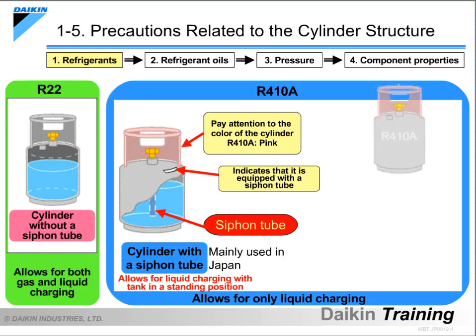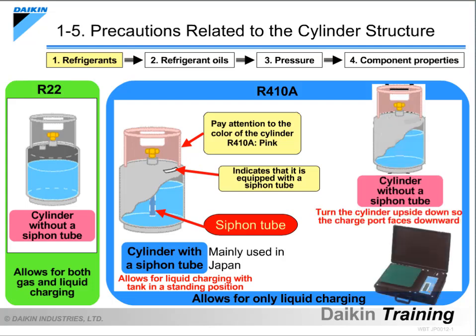If there is no siphon tube, such as is the case with the R410A cylinders overseas, turn the cylinder upside down, face the charge port downward, and charge the refrigerant in its liquid state.